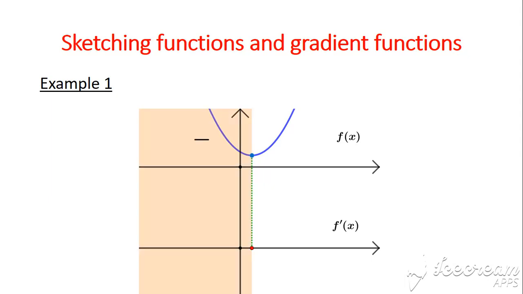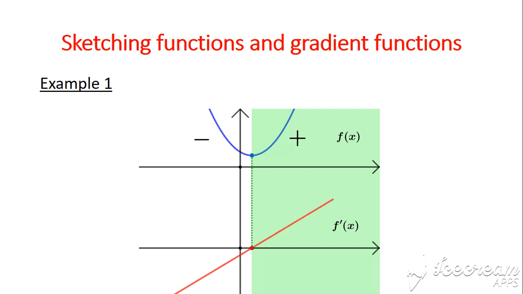In this region, we know it's a negative gradient. It's going downhill. And a negative gradient means it's below the x-axis. And in this region here, we know it's a positive gradient. And a positive gradient means it's above the x-axis. So this here is what our gradient function would look like. It was a parabola, and it's now turned into a linear function, a straight line graph, and this is what it would look like.